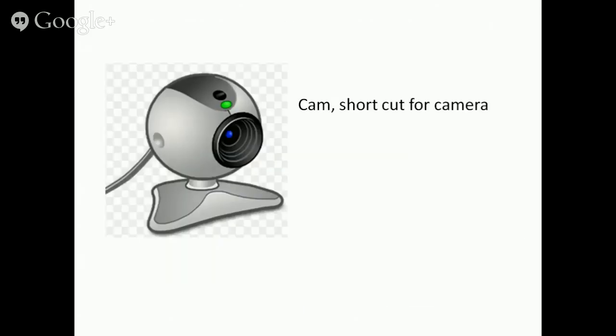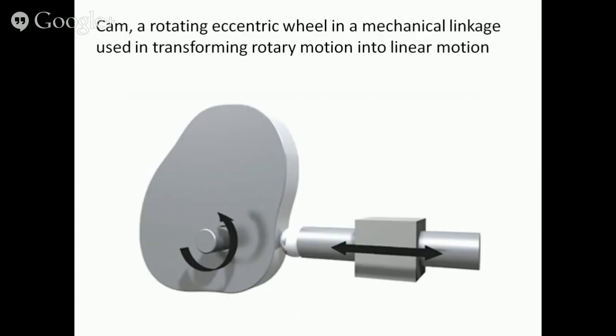If the word is spelled with a capital C, a small a, and a small m, it may be a shortcut for camera, a webcam for instance. But the same spelling refers also to something quite different: a rotating eccentric wheel in a mechanical linkage used in transforming rotary motion into linear motion. You're probably quite familiar with this mechanism.